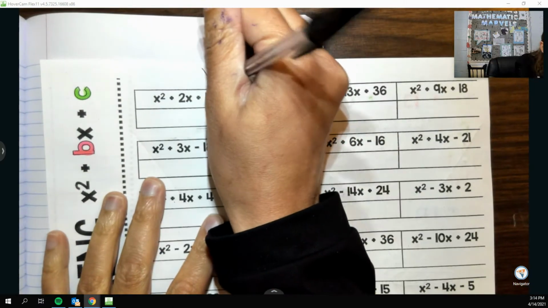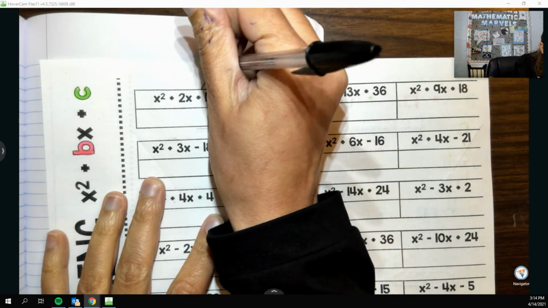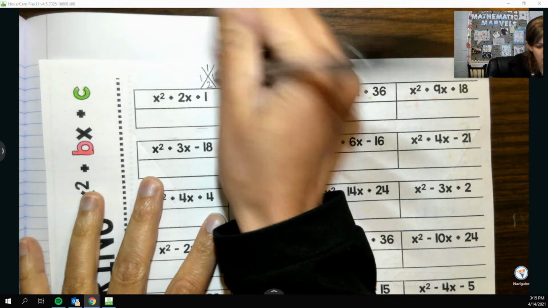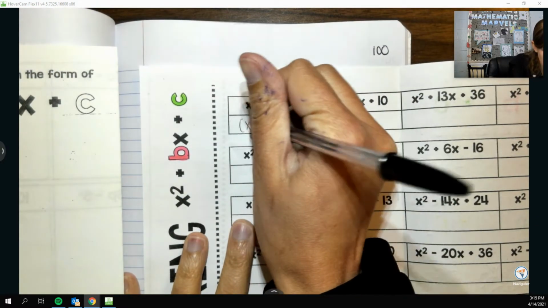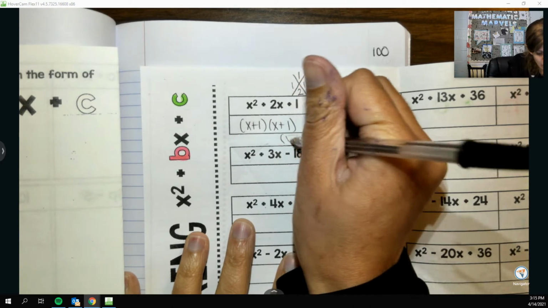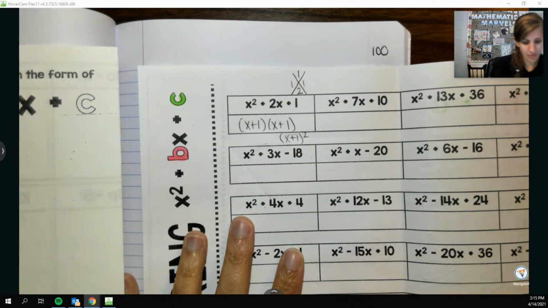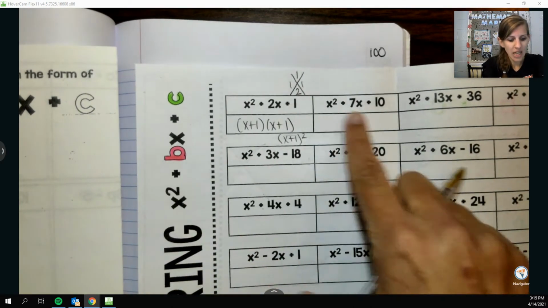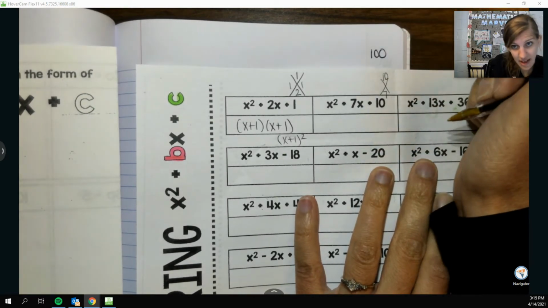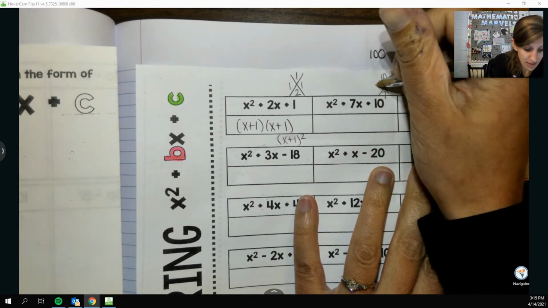When I look at this one here, I'm thinking one multiplies to 1 and adds to 2. That's 1 and 1. So x plus 1, x plus 1. Or, since they're the same, you could really write it as x plus 1 squared. On the next one, I'm thinking one multiplies to 10 and adds to 7. That's 5 and 2.